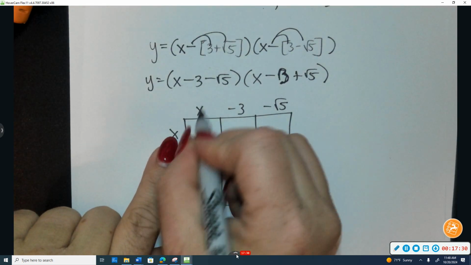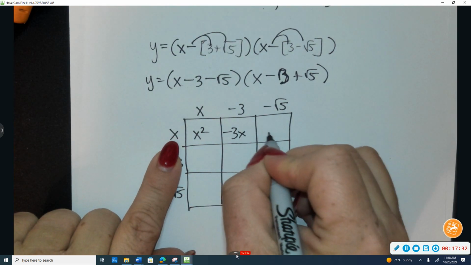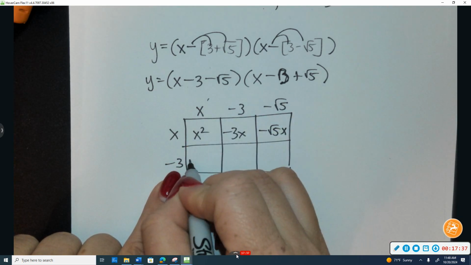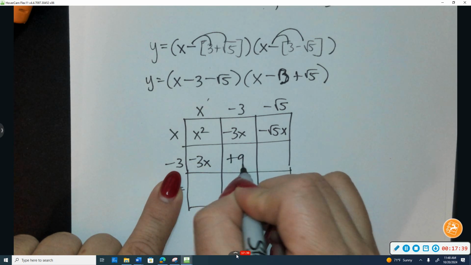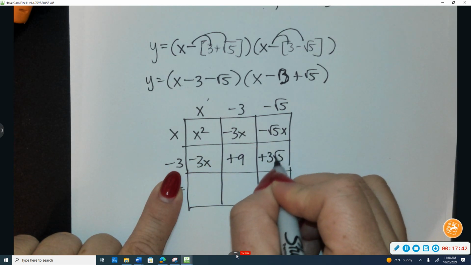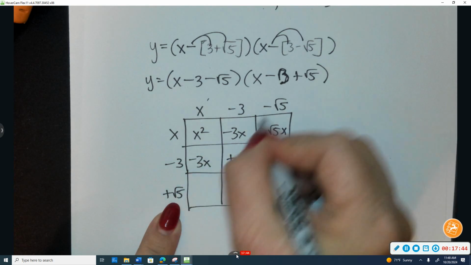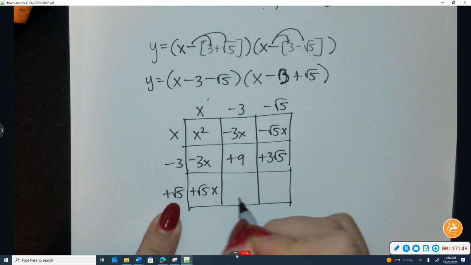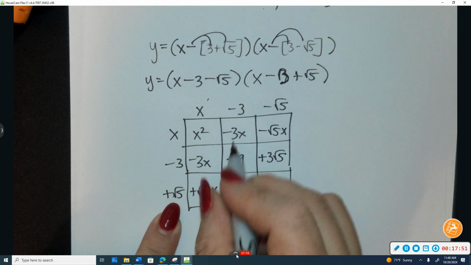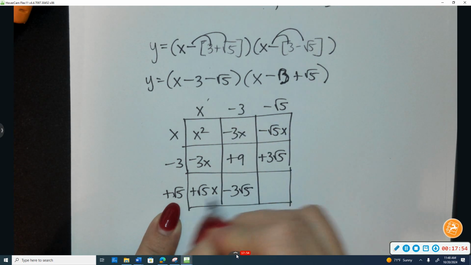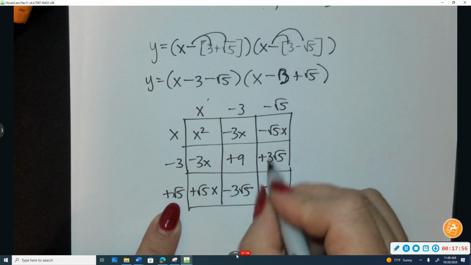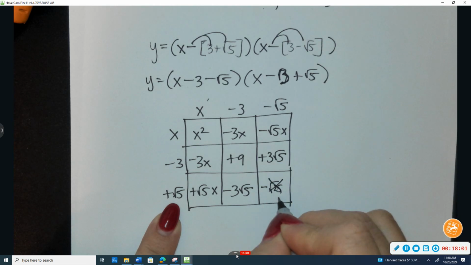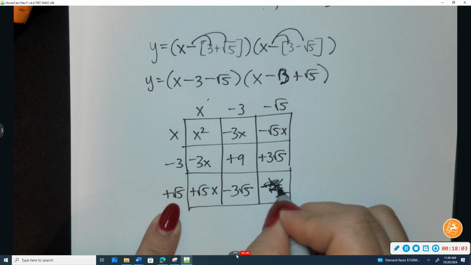And I'm going to start by distributing x. X squared, minus 3x, minus the square root of 5 times x. Now I'm going to distribute the negative 3. Negative 3x, positive 9, and positive 3 square roots of 5. I'm going to distribute the square root of 5. Positive square root of 5 with an x, multiplying to give us a negative 3 square roots of 5, and multiplying to get a negative square root of 25. Well, the square root of 25 is really going to be negative 5. That's going to be a negative 5.